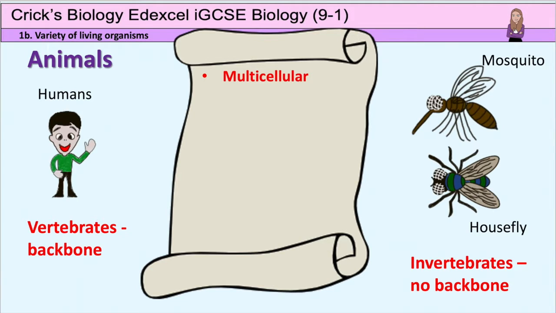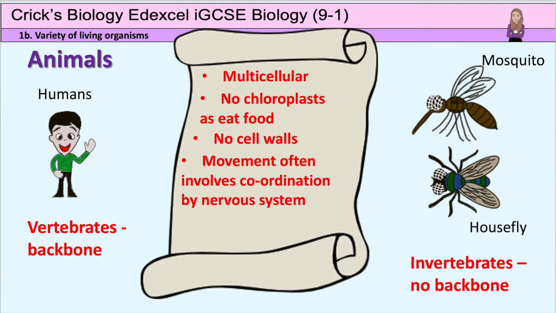Animals are also multicellular organisms. Their cells do not contain chloroplasts as they eat their food. They do not need to make it by photosynthesis. Animal cells also do not have cell walls, so their cells can change shape. This is an important feature for organisms that need to move from place to place. Movement in animals is achieved in various ways, but often involves coordination by a nervous system. Animals store spare glucose in their cells as a large compound called glycogen.